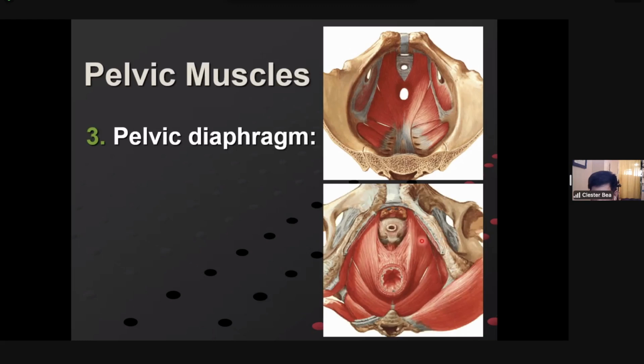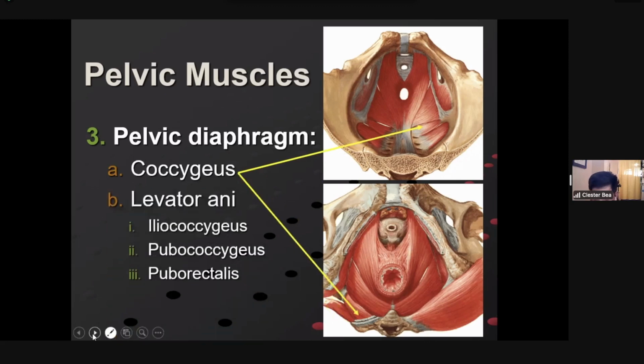Now let's go to the floor. We finished the lateral wall and the posterior wall. Now let's go to the floor, or the inferior wall or side of the pelvic cavity. The muscle that closes off this opening, because without a muscle it would be a hole, is the pelvic diaphragm. The pelvic diaphragm is a collective term for two muscles, the coccygeus and the levator ani muscle.